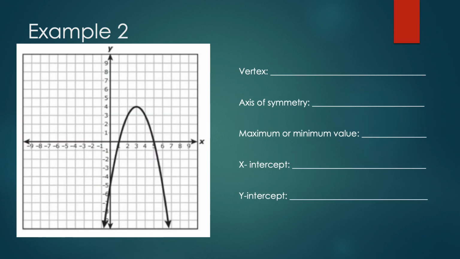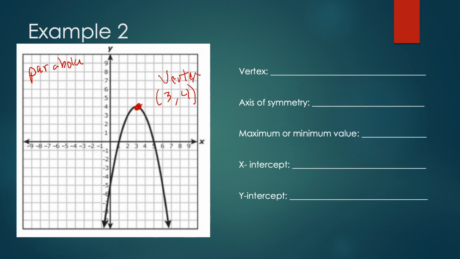Alright, here's another example. This time we're doing a parabola that is concave down. So just remember, the U shape is a parabola. Now starting off with the vertex, this is where it changes direction. It goes from increasing to decreasing. And that coordinate is 3, 4.